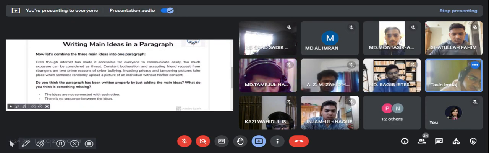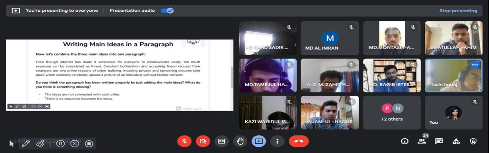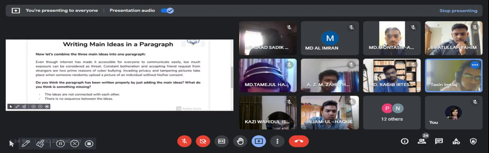Now let's combine the three main ideas of three paragraphs into one. Do you think the paragraph has been written properly by just adding the main ideas? What do you think? Is something missing? If you observe carefully, the ideas are not connected with each other and there is no sequence between the ideas. So what can be done in this situation?